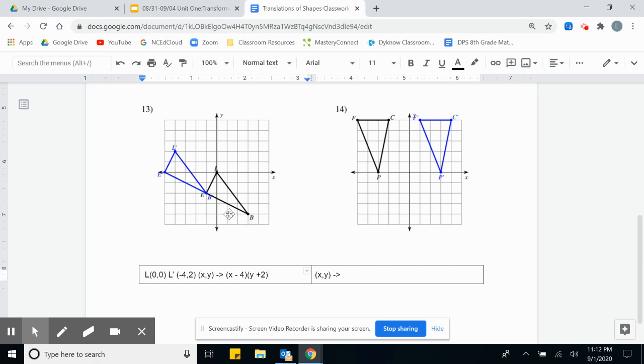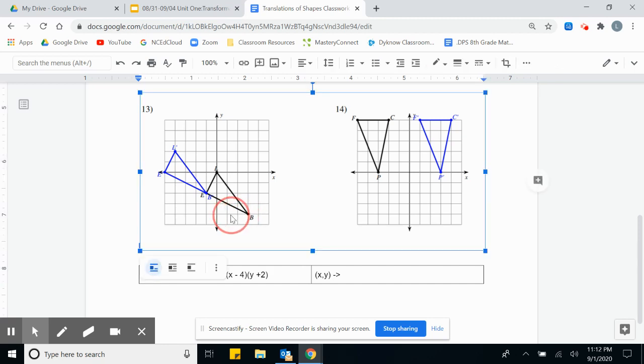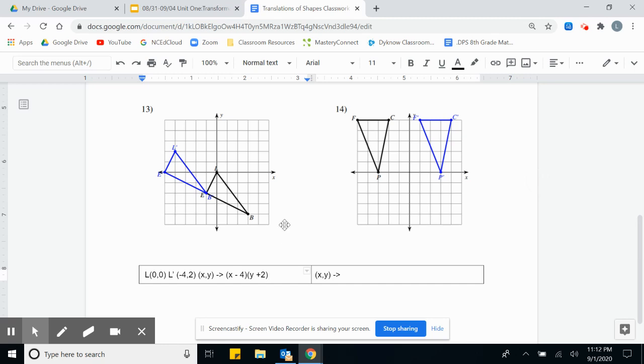And the same thing will apply for each other notation. We see that if we go 4 units back with B, 1, 2, 3, 4, and then up 2, the same will apply. 1, 2, and the same thing for E. 1, 2, 3, 4, back 4, up 2. Each will go.